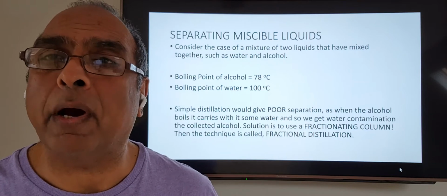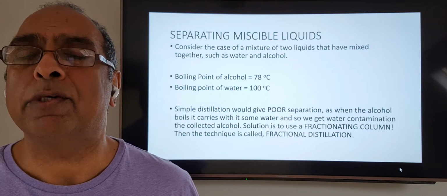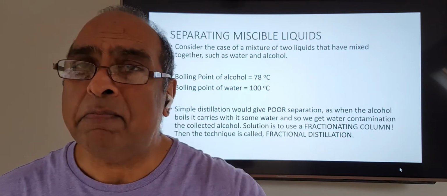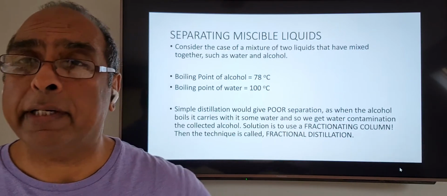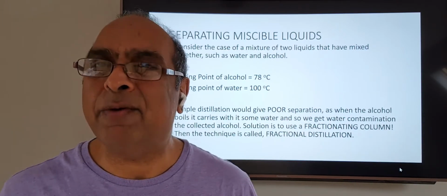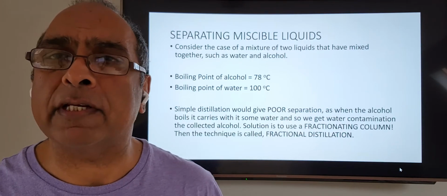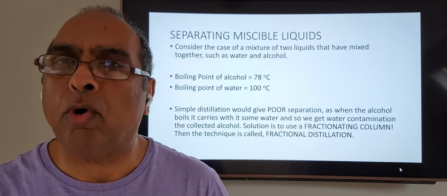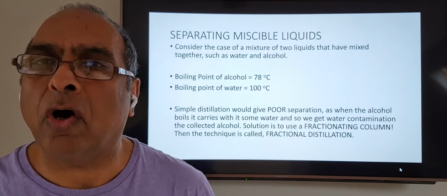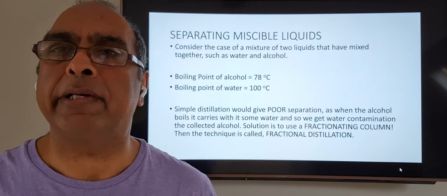It applies when we've got a mixture of liquids, and we're talking about miscible liquids. If we had immiscible liquids, we'd use a separating funnel. But if you've got liquids that mix together, the most famous example of this is alcohol and water. If you've got an alcohol-water mixture, how do you separate it?